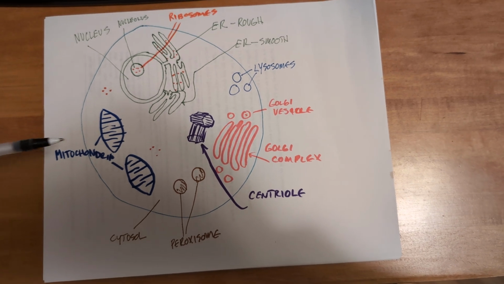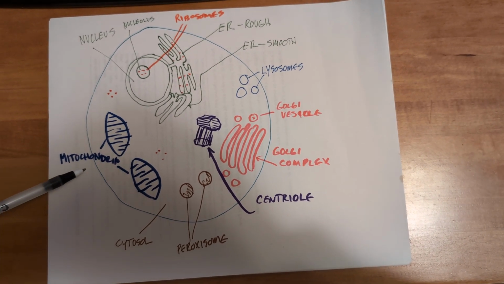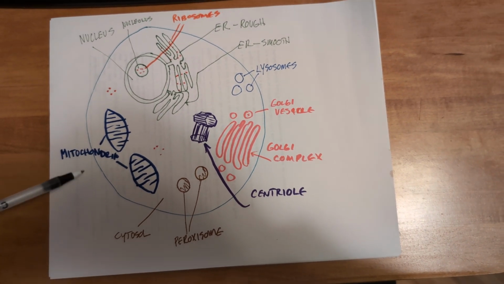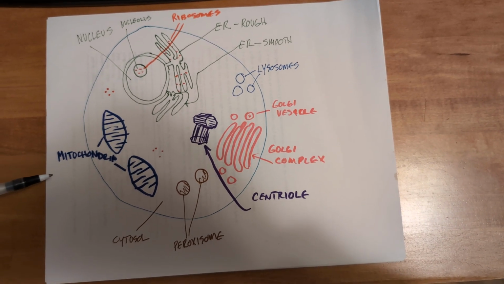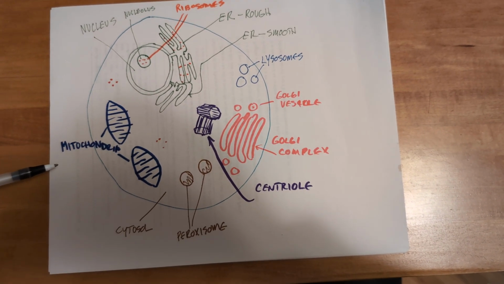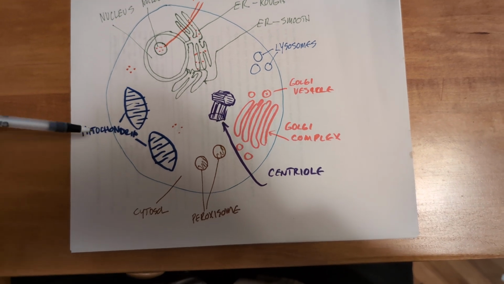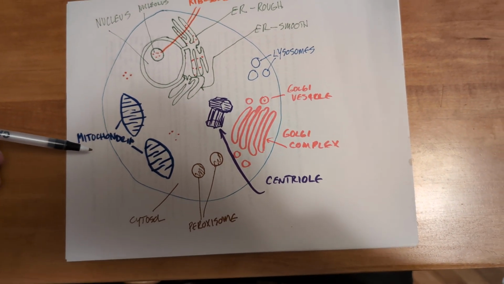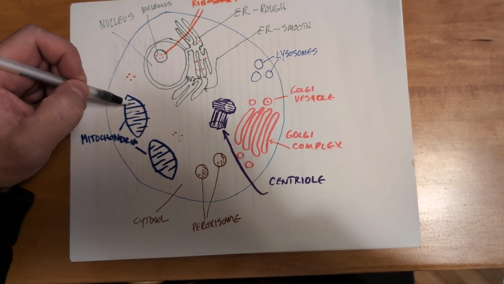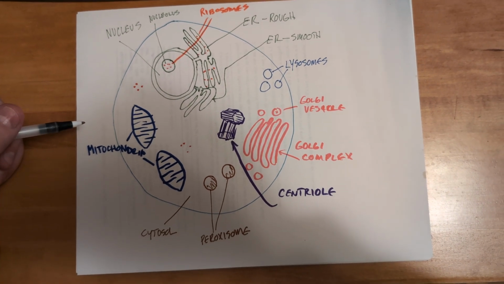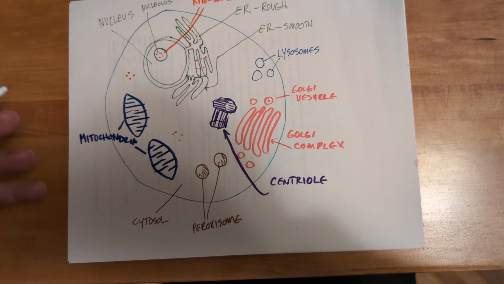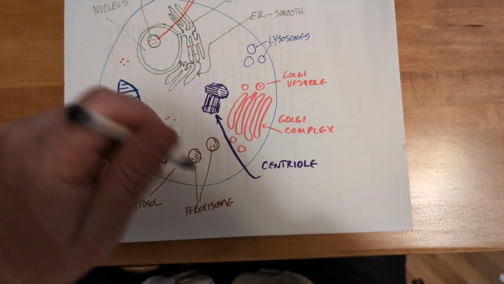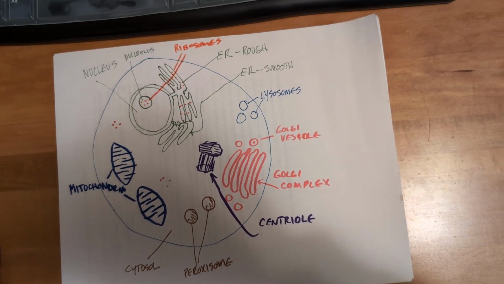Let's see, what else do we have? We have my favorite part, which is the mitochondria. These are the powerhouse of the cell. They synthesize ATP and I think also some other carbohydrates. They have these little structures inside called cristae, and like I said, they're the powerhouse of the cell. Cells requiring more energy have more mitochondria in them.